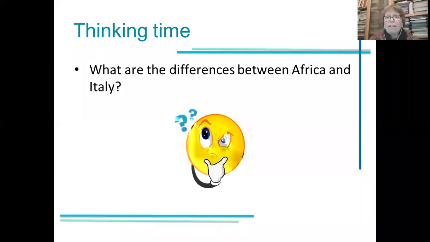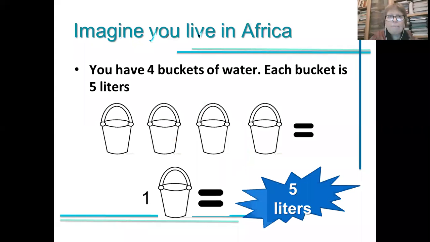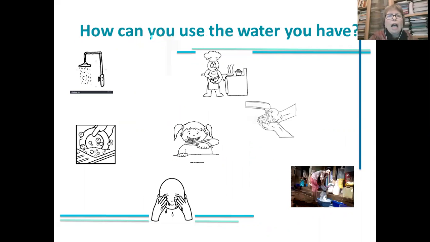And what are the differences between Africa and Italy, for example? So children were asked to record in a day more or less how much water they use. And then imagine you live in Africa. You have 4 buckets of water. Each bucket is 5 liters. What can you use the water for? How can you use the water you have?